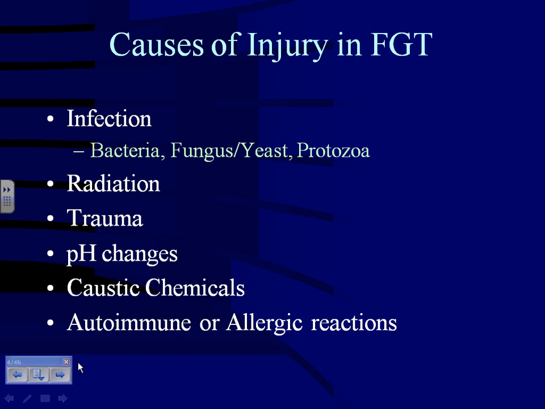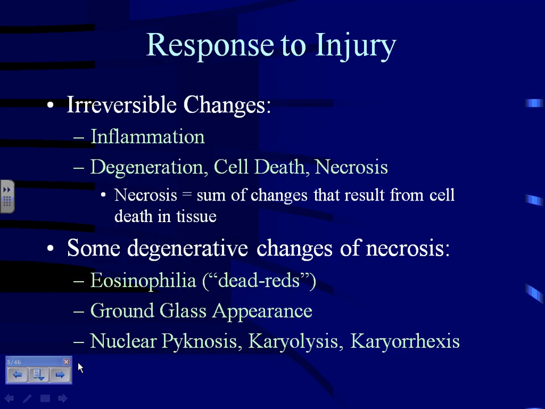Causes of injury in the female genital tract include infection, and we'll go through these on Monday, radiation, trauma, pH changes in the vaginal and cervical milieu, caustic chemicals, and other disorders that are related to autoimmune or allergic reactions. And there's varying responses to the injury.